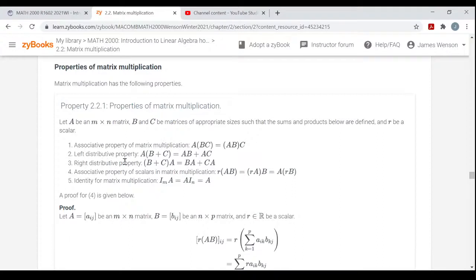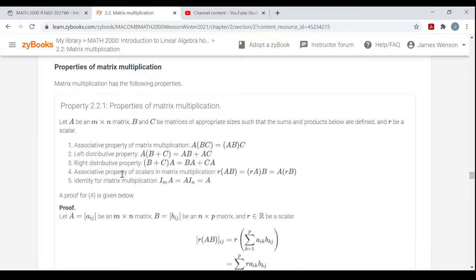There's a left distributive property. If you multiply the sum of 2 matrices by a matrix on the left, you can distribute that matrix, but it's got to be on the left side. The order matters. If it's on the left, it's got to stay on the left. And the same thing for the right. If it's on the right and you distribute, it's got to stay on the right of those matrices in order for multiplication to stay the same and stay defined.